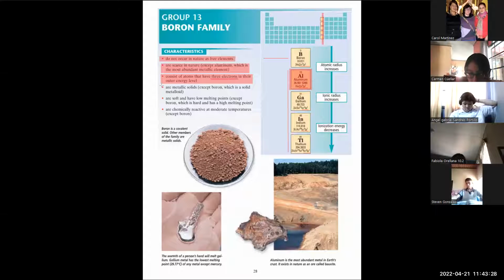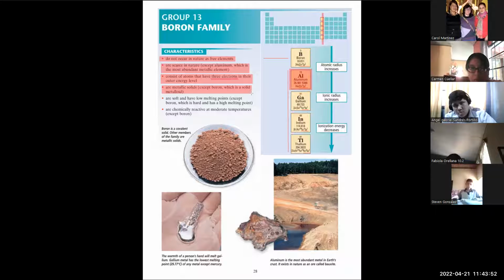So this characteristic we already discussed. Another characteristic that they have is they are quite soft and have low melting points, except boron. Remember that boron is like the exception of this group, but still is part of the group. Boron is hard and it has a high melting point.